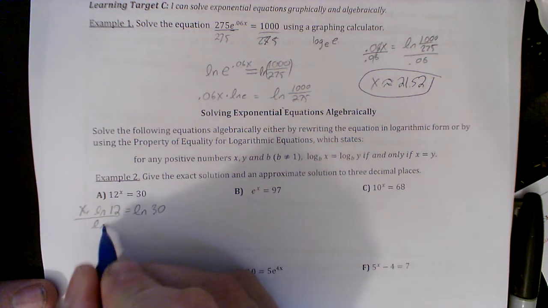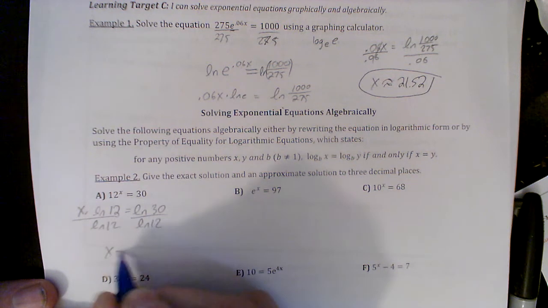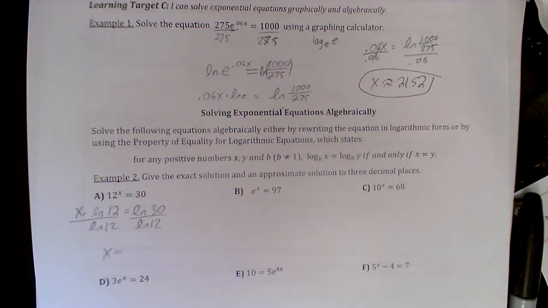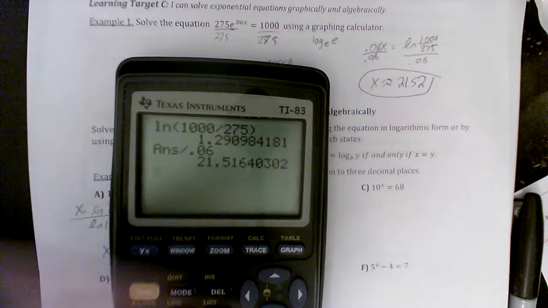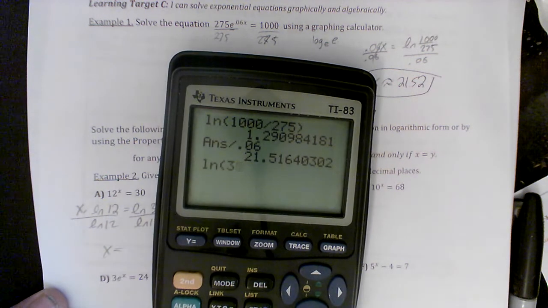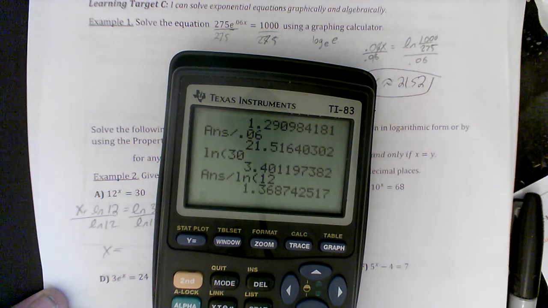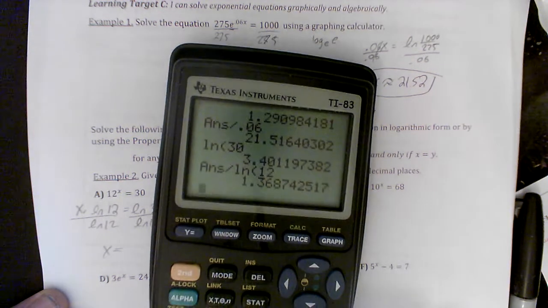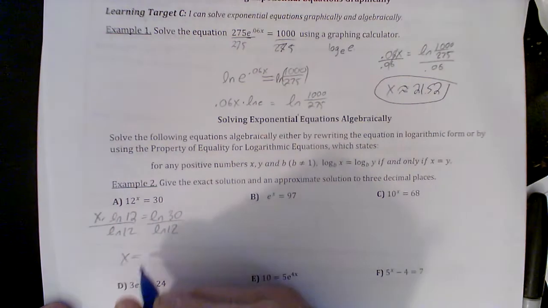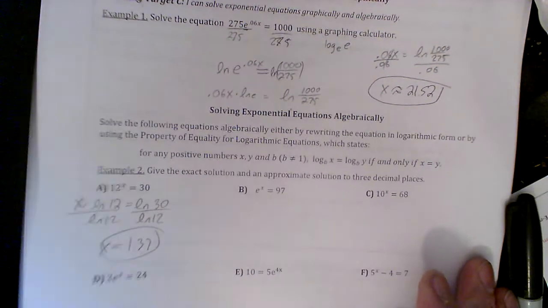Then I divide both sides by the natural log of 12, and I get x equals. Once again, bringing my calculator back. I'm going to say the natural log of 30 divided by the natural log of 12, and I get about 1.36 or 1.37. So approximately 1.37. Alright, we got 5 more to go on this side, 1 on the other.